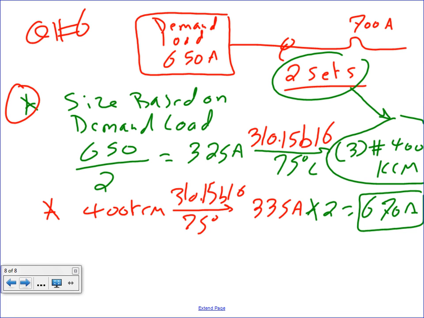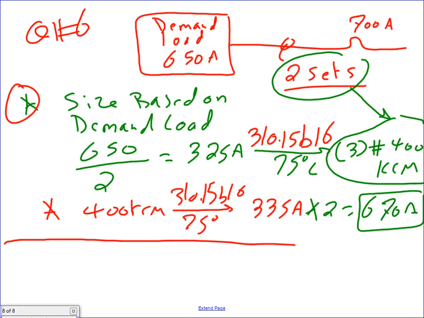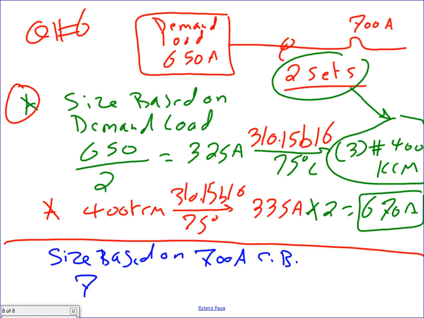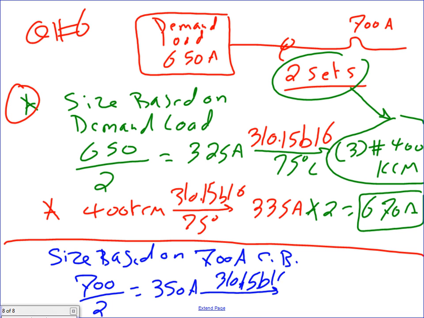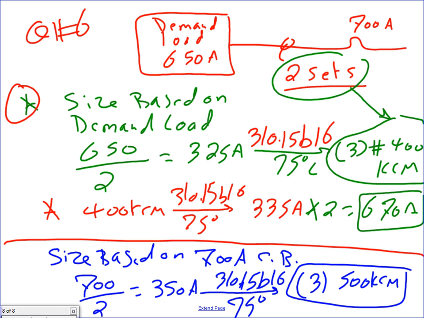But take this one. Now this one is extra, you don't have to do it. Suppose I want to size based on a 700 amp circuit breaker. What you do is take the 700 divided by 2. That will get you 350 amps. And if you go to 310.15 B16 under the 75-degree column, 350, what would that give you? 500 kcm, 3 conductors, 2 sets. Can you see the difference?